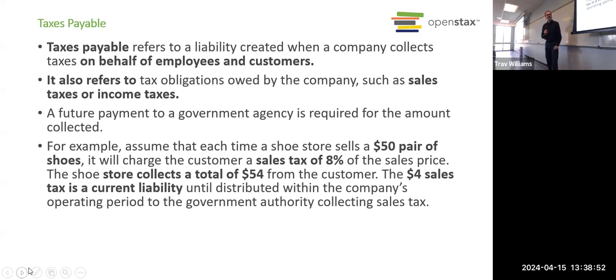Okay, so here's an example with sales tax. You buy a $50 pair of shoes. If the sales tax is 8%, that means the store collects $54 from you, right? 50 is for the company. The $4 is sales tax that the company holds on to for a period of time, but then it has to send it in to the franchise tax board. Right, so any questions or comments on taxes payable?